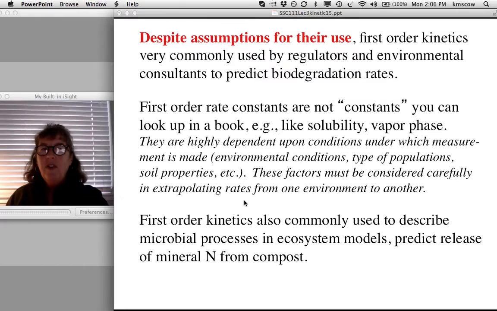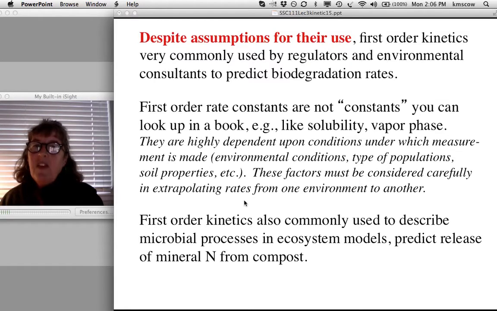Okay, so first order kinetics are very commonly used by regulators, like the EPA may publish them for different pollutants to use in assessing the environmental impact of these chemicals. And environmental consultants that might work for gas companies may want to use these rates to predict how long the benzene is going to last in that spill that went into the groundwater from the local gas station.